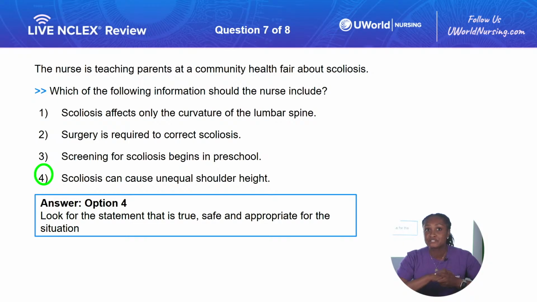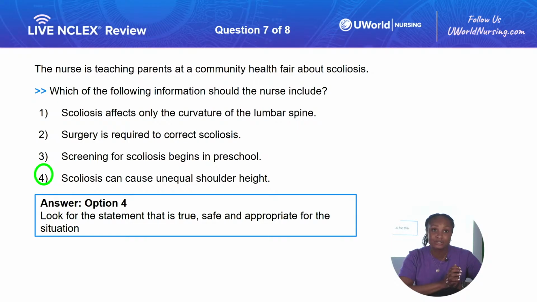Option 3, screening for scoliosis begins in preschool. This is actually incorrect, because screening starts a lot later, usually around 12 to 14. Think of the adolescent years, when kids are going through their growth spurts. That's that quick growth, and so that spine usually can maybe not grow as quickly as the other bones, and so you have those unequal bones growing. So that's when screening usually starts.